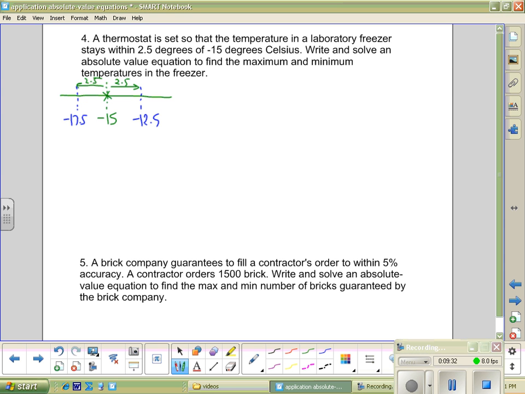So we have a temperature that we are looking for, but that's not a perfect world. We're not in a perfect world. So this is the temperature that we're going to get, T. And I know that if I subtract the temperature that I want to have, negative 15, then I must be within a range of 2.5. So my equation actually will help me find the maximum and the minimum temperatures.